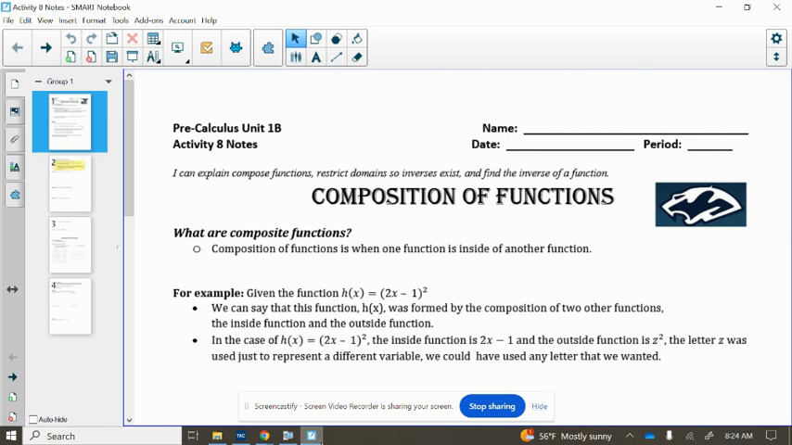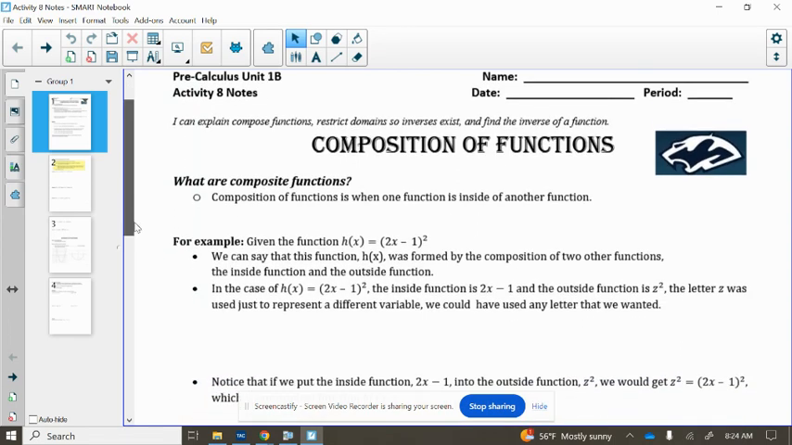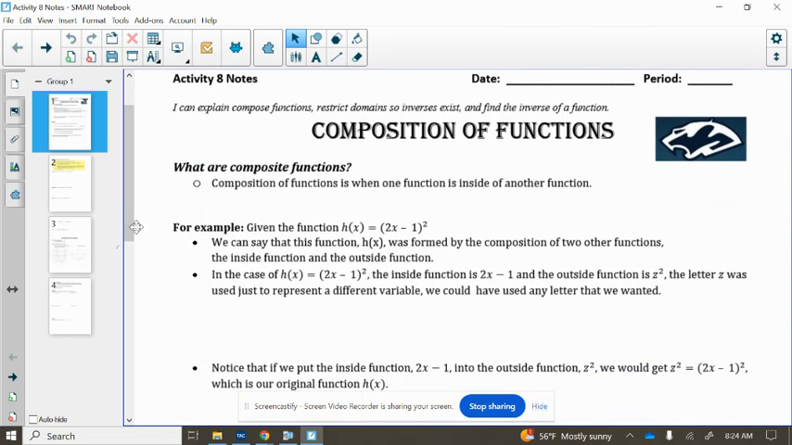Today we are going to talk about the composition of functions. Now, what is a composition of functions? Well, those are when we have functions that are made when one is placed inside of the other.